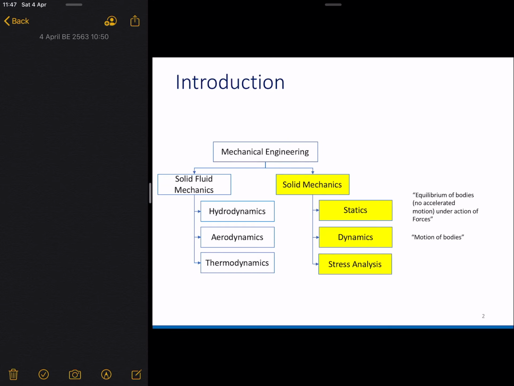Maybe a little bit of background. Maybe you saw this slide already in the very first lectures, and you already learned this one. We already finished the statics. Now we are entering a new region, which is the dynamics. So what is the difference between statics and dynamics?